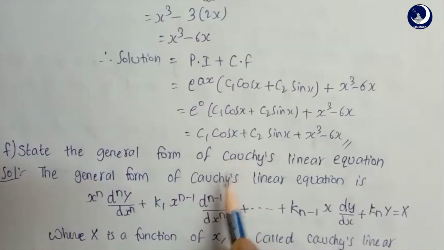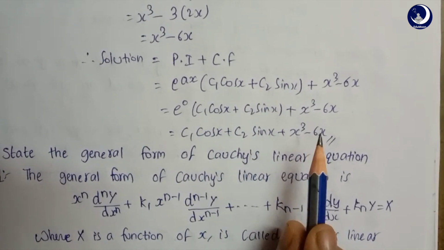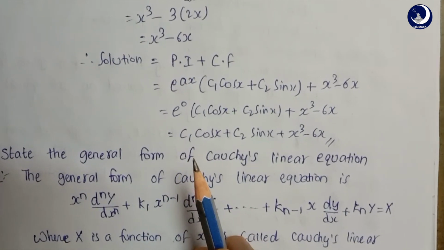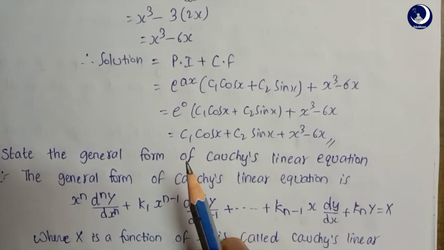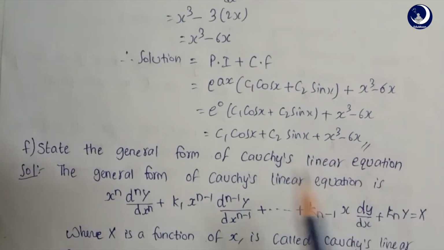That's why I take e power 0 into c1 cos x plus c2 sin x plus x cube minus 6x. Then finally we got e power 0 means 1. So finally the total solution was c1 cos x plus c2 sin x plus x cube minus 6x.